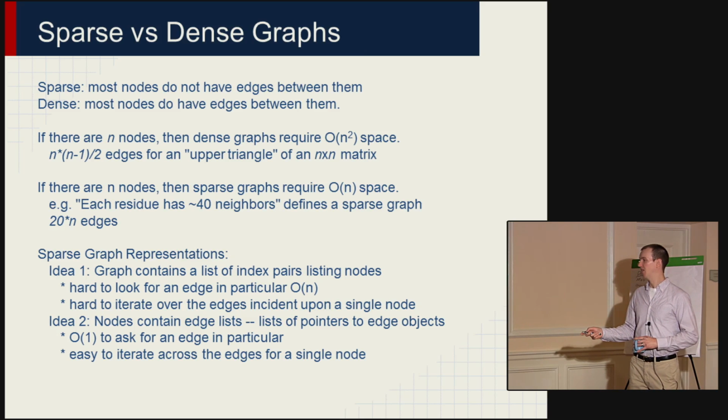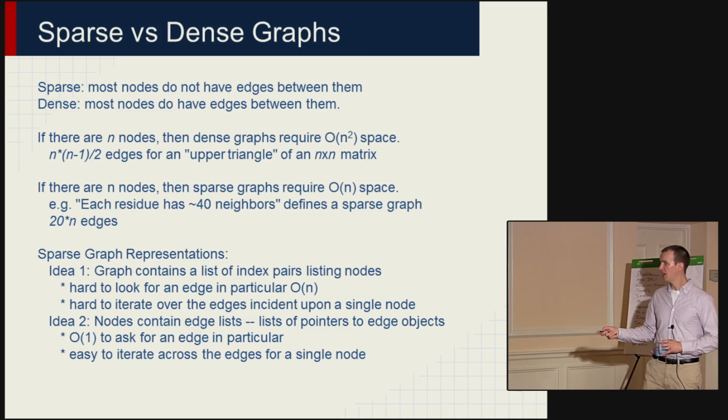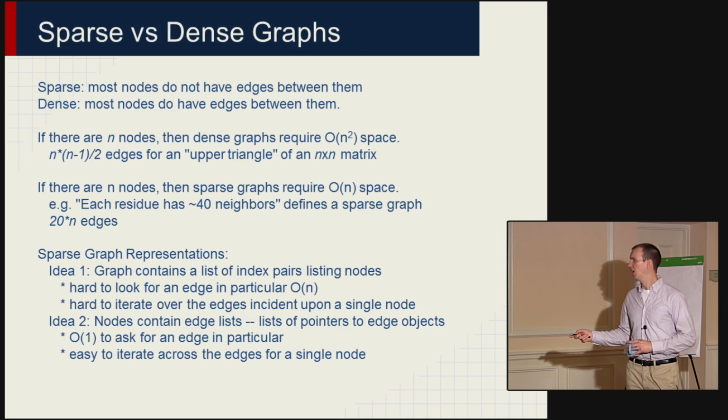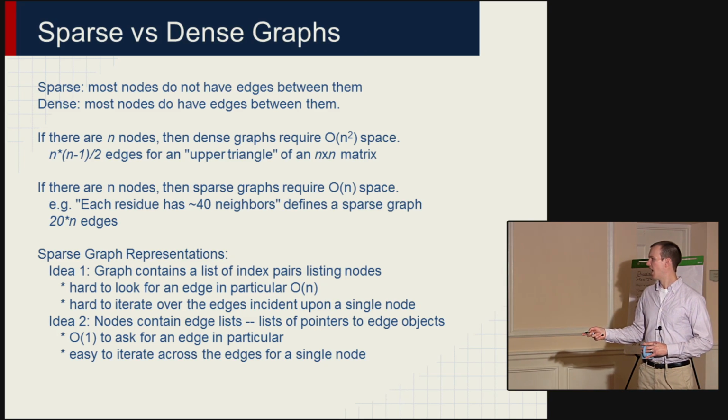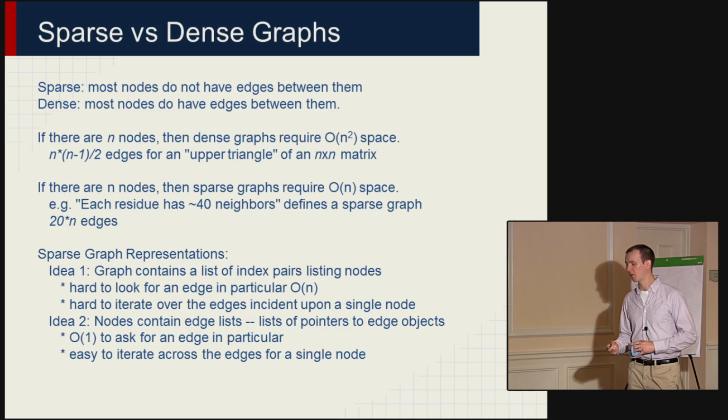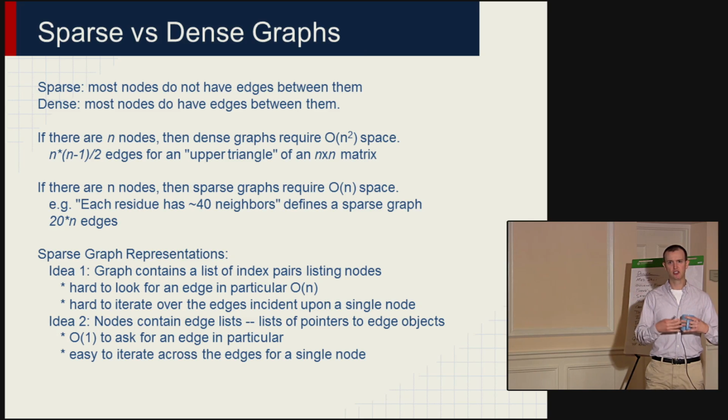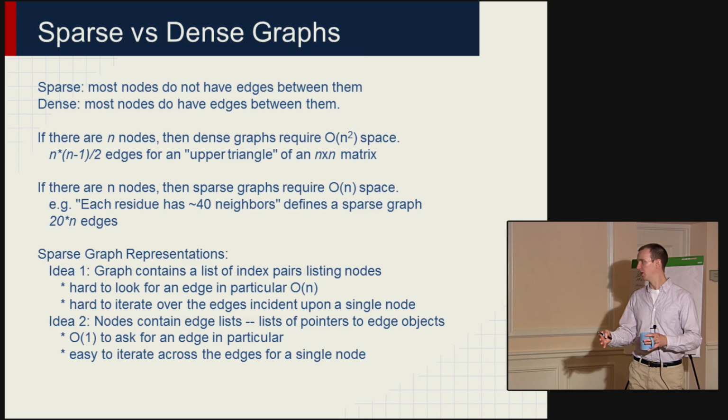So one would be to, say, have a graph that contains a list of index pairs listing the nodes that are part of each edge, right? So what do I mean by that? It's kind of like the way you would formulate the problem as I described earlier, where you say, I have some number of nodes, and then here are all of my edges. So I have 50 nodes, and here's edge 23 to 33.